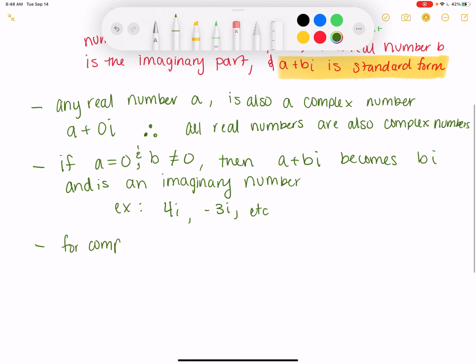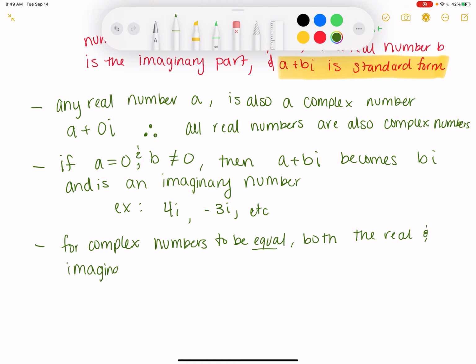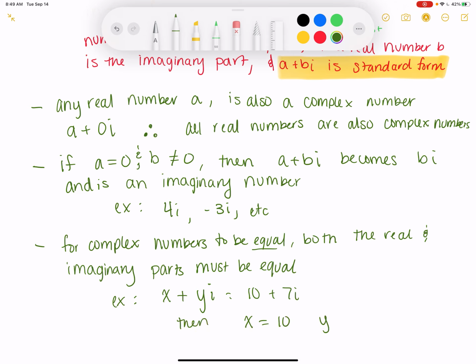For complex numbers to be equal, both the real and imaginary parts must be equal. Example, x plus yi is equal to 10 plus 7i. Then x is equal to 10 and y is equal to 7.